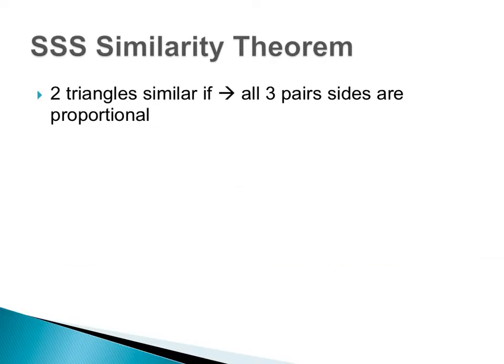So our first theorem is the SSS similarity theorem. This theorem tells us two triangles are similar if all three pairs of corresponding sides are proportional. If two of the sides are proportional and the third one's not, they're not similar. You have to check all three pairs of sides.